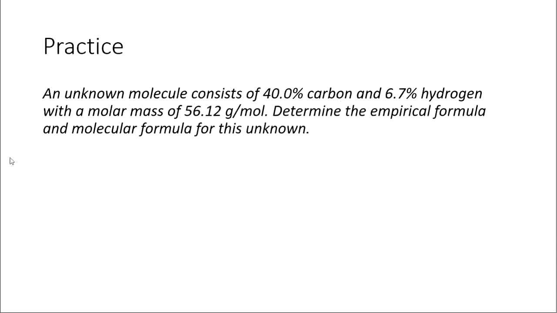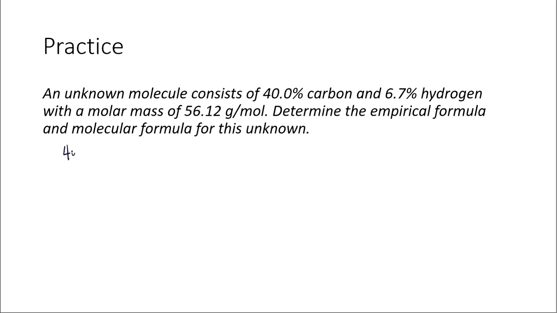An unknown molecule consists of 40% carbon and 6.7% hydrogen with a molar mass of 56.12 grams per mole. Determine the empirical formula and molecular formula for this unknown. Now you'll notice here that the percent compositions are given, so you do have to start from the very beginning using the rhyme: percent to mass, mass to mole, divide by small, multiply it to a whole. And then you're going to combine the steps that we did in the previous problem in order to determine the molecular formula. So first, let's go ahead and convert our percents to grams.